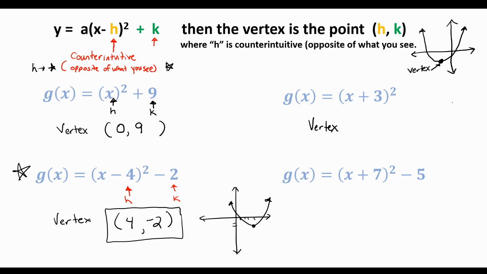And the next one. So H is always inside the parentheses. K is always on the outside. So what happens when we don't see anything for K? Then we're going to use 0. H is opposite of what we see. So we see +3, you need -3. K is not there, so we use 0. Okay?